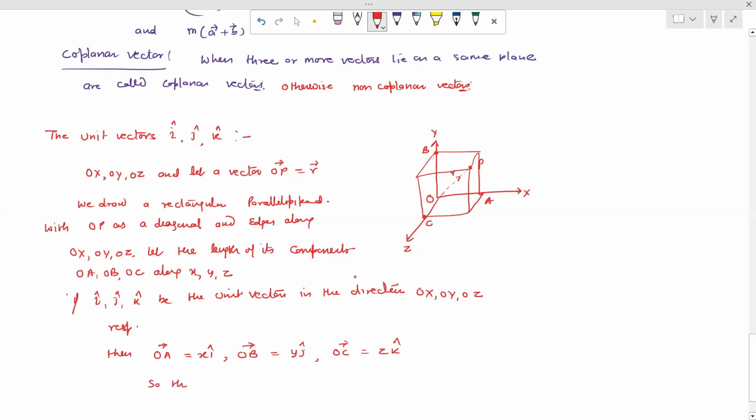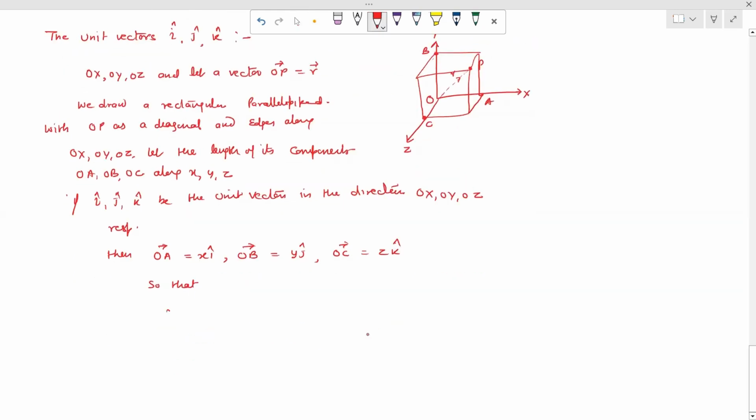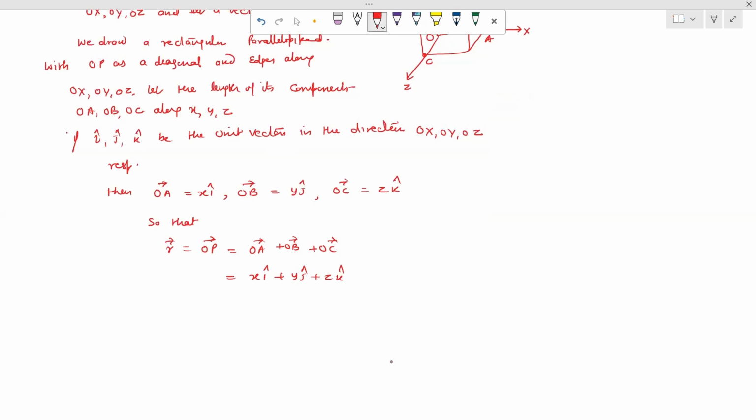So we can write that the vector r, which is vector OP, will be equal to vector OA plus vector OB plus vector OC. So that is equal to xi plus yj plus zk. So always remember, for the general case, vector r is represented as xi plus yj plus zk.